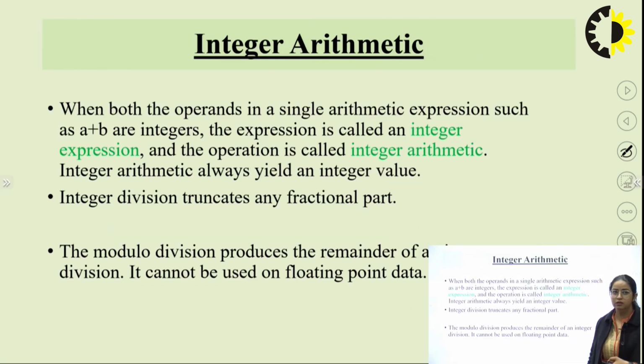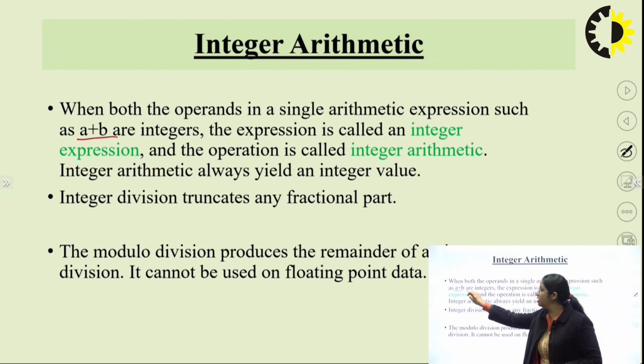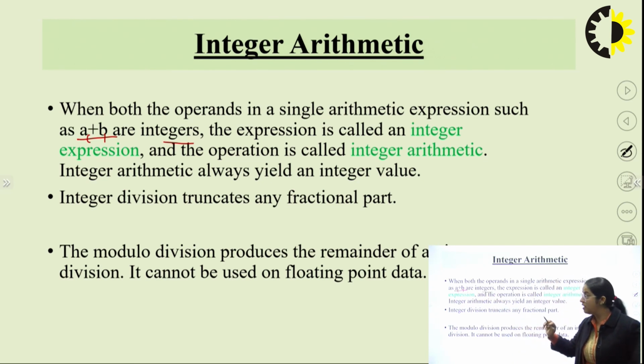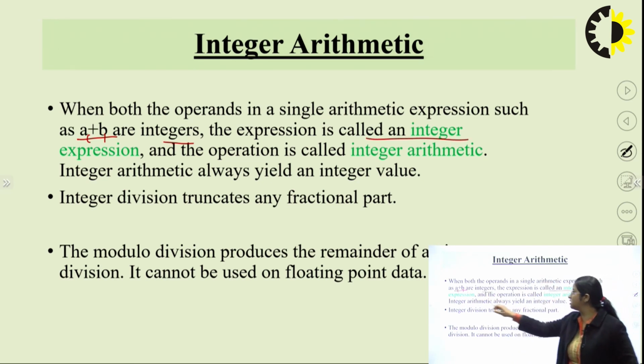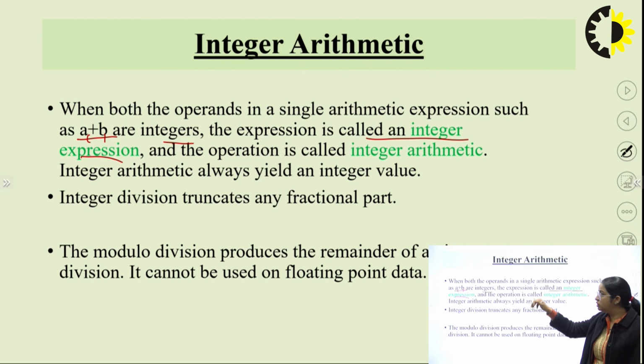Now after that we are having integer arithmetic. What does integer arithmetic mean? When both operands in a single arithmetic expression are integer. That means if we are having the expression a plus b and both a and b are integers, then this expression is known as an integer expression and the operation is known as an integer arithmetic operation. I think it is all clear.